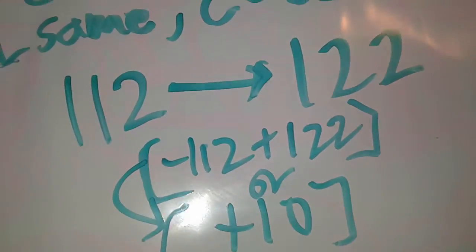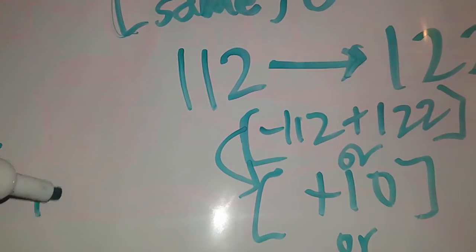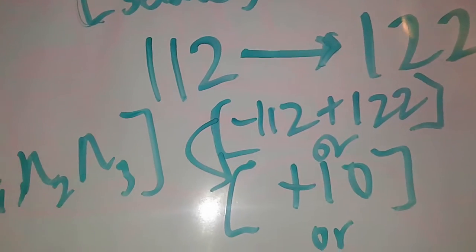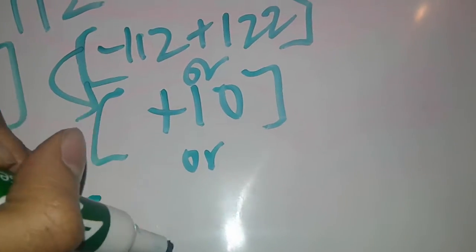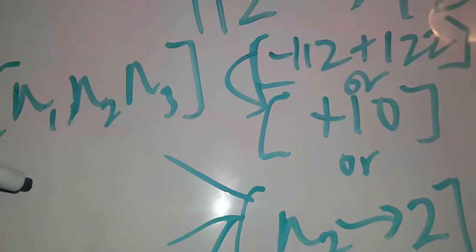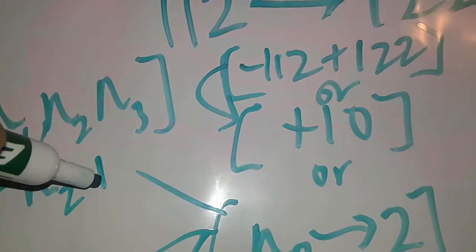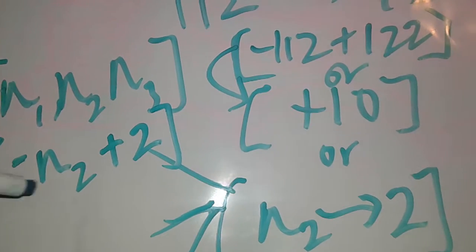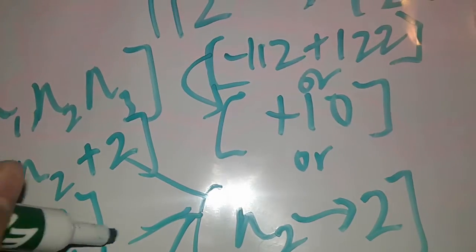Or visualize 112 as digits. The order doesn't matter, but it could be n sub 1, n sub 2, n sub 3, where n is a digit. You can transform n sub 2 to 2. You can do this in 3 ways. Replace n sub 2, subtract n sub 2, then add 2, or you can multiply by 2, or you can add 1.